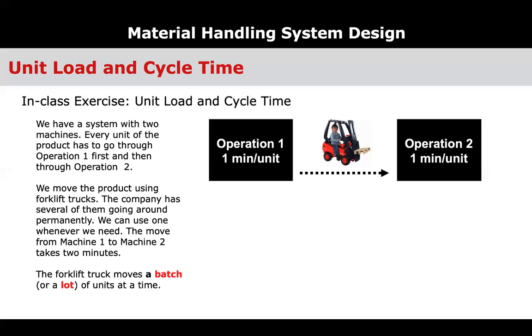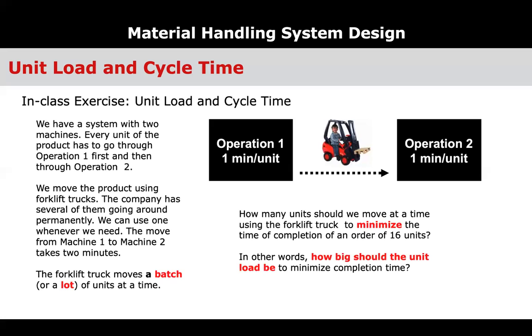And really that boils down to what the unit load will be. So how many units should we move at one time using the fork truck to minimize the completion time of an order of 16 units? That's the problem we have to resolve here. In other words, how big should a unit load be to minimize completion time?